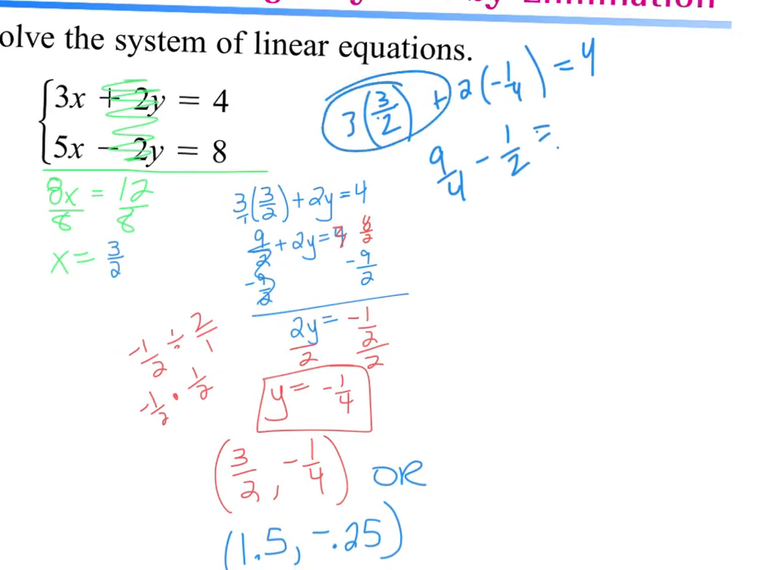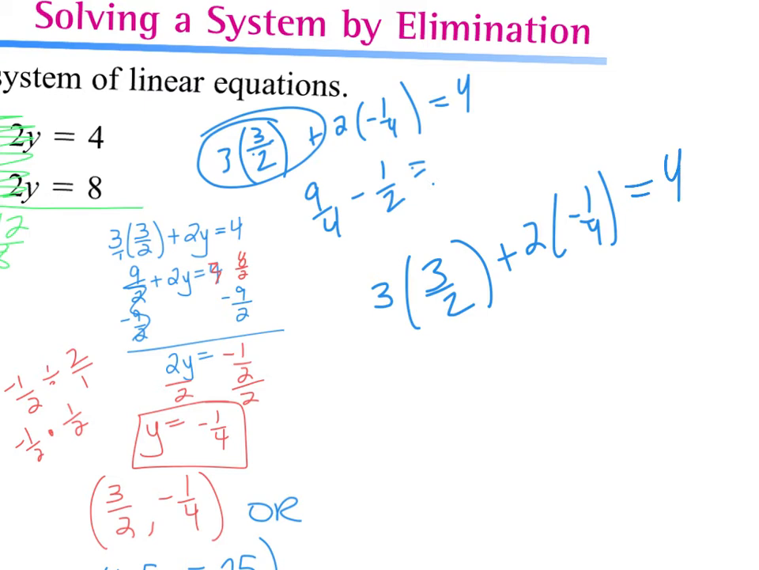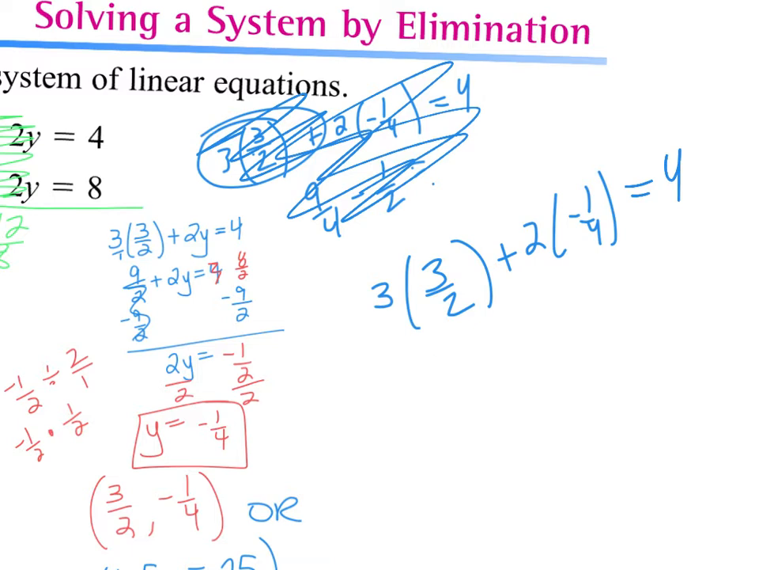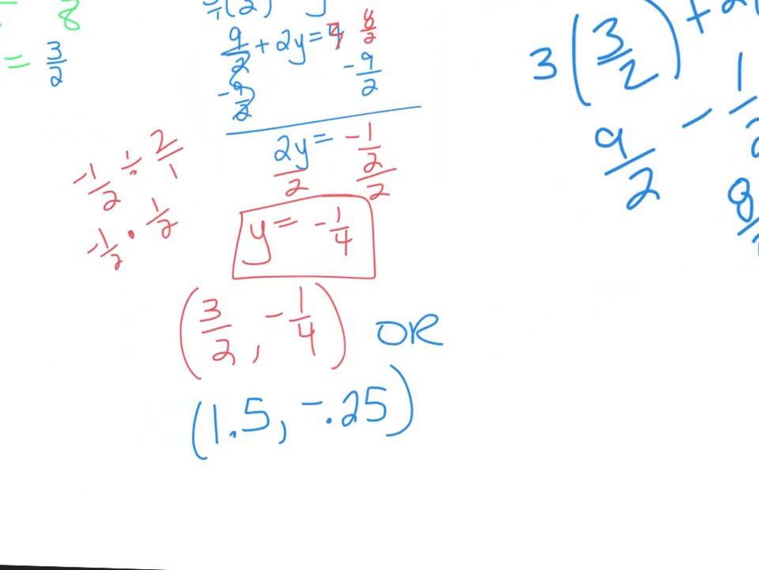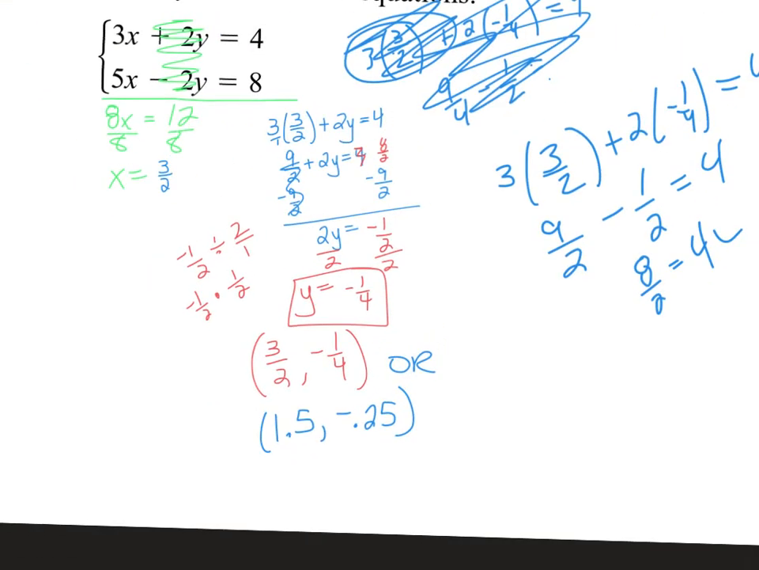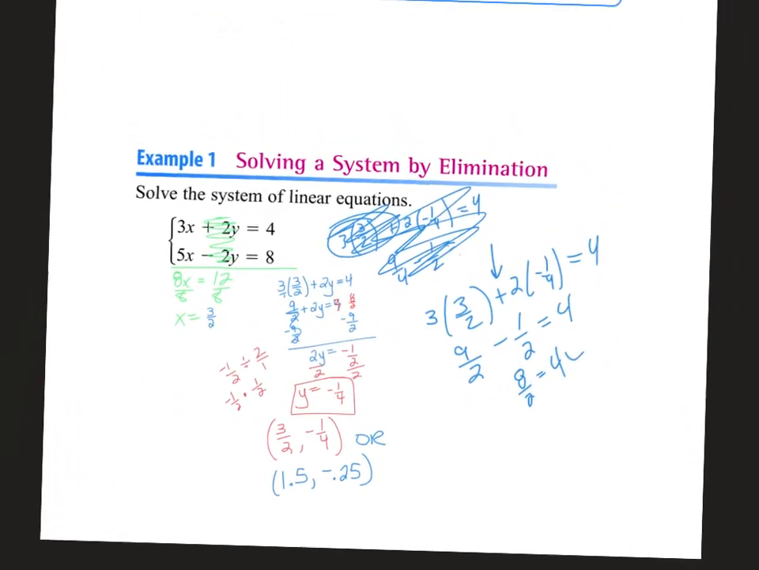It should be 3 times 3 over 2 plus 2 times negative 1/4 equals 4. Look, I multiplied. I don't know why I got 4 on the bottom here. I multiply the top. 3 times 3 is 9 over 2. Silly me. Minus what? 1 over 2. Equals 4. What's 9 over 2 minus 1 over 2? 8 over 2, which is? 4. Okay. Thank you. I hate when I make mistakes like that.